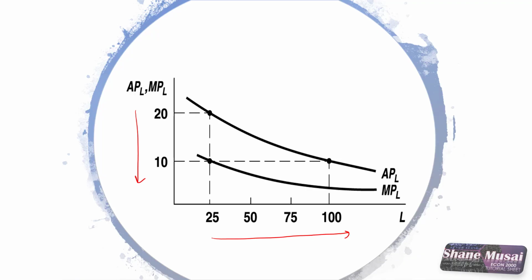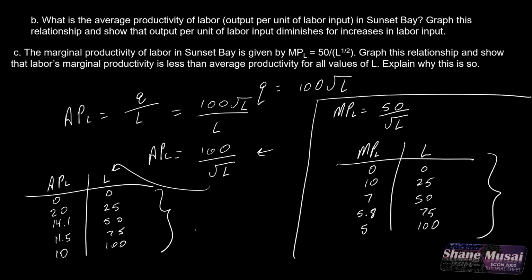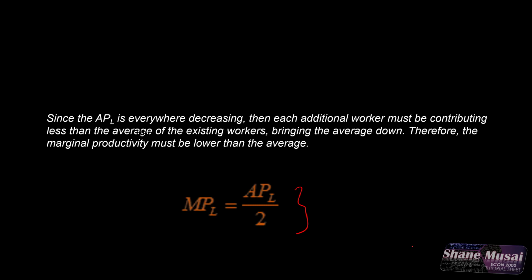It's given by this equation here, where the MPL is actually equal to the APL over 2. And you can see that from these two equations. The APL is 100 divided by the square root of L, whereas the MPL is 50 divided by the square root of L. So the MPL is actually half of the APL. And I hope that answers this question.